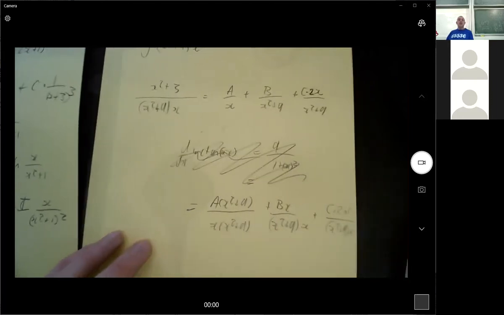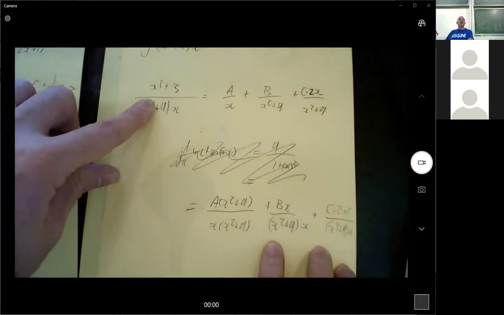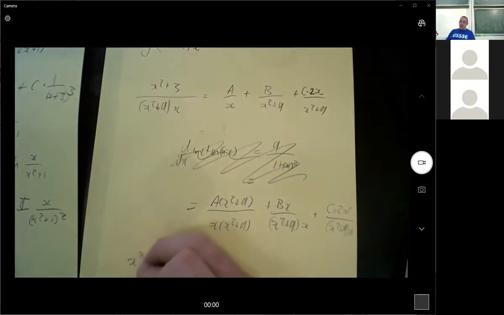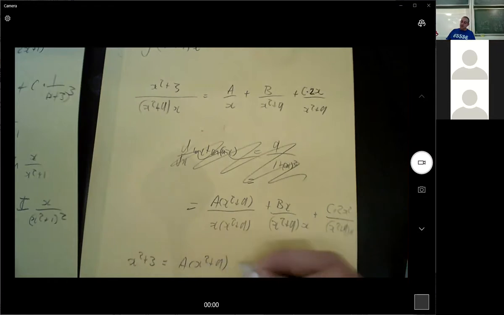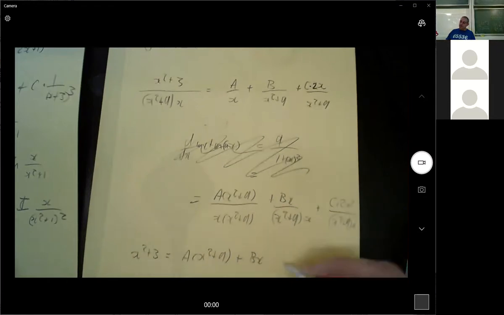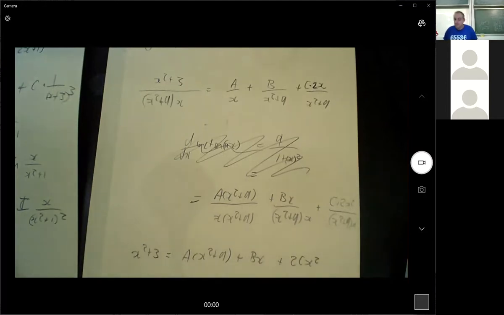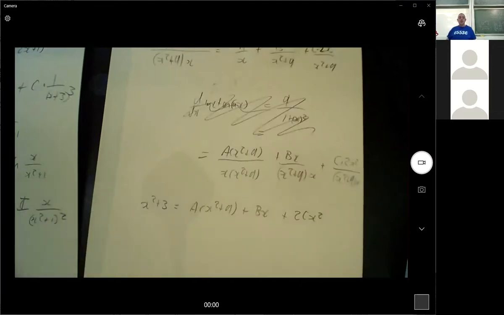And now everything has the same denominator on this side and that side. And so I can equate the tops. All right. And what I'm supposed to do is match up the coefficients. You can also pick values of x and see what equations you get. I'm going to match up the coefficients.